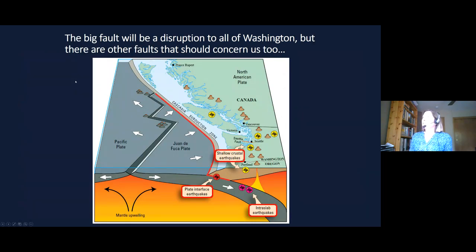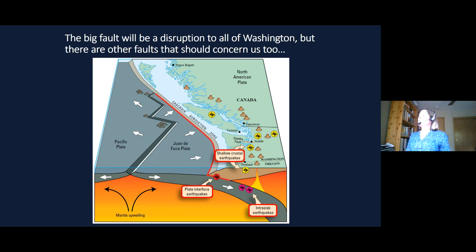But there are other faults that should concern us too in Washington, and I want to bring your attention to those in this 3D image. So as the Juan de Fuca plate is going down underneath the North American plate, it's being bent and moved and deformed, and of course you get earthquakes in that process. And the 2001 Nisqually event is one of those kinds of earthquakes. And I believe Brian's going to talk a little bit about the Nisqually quake during his section and show you some of the effects from that earthquake.